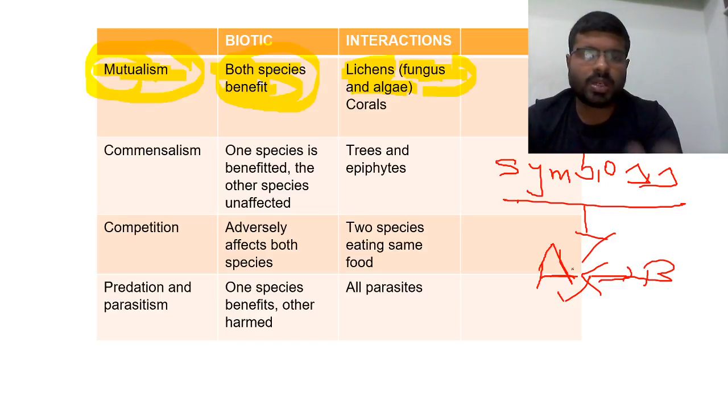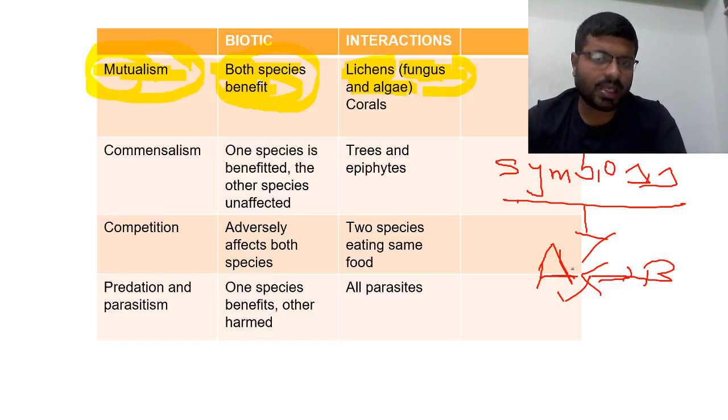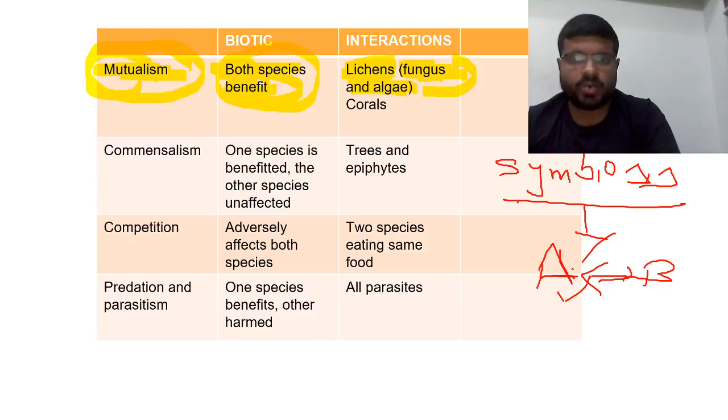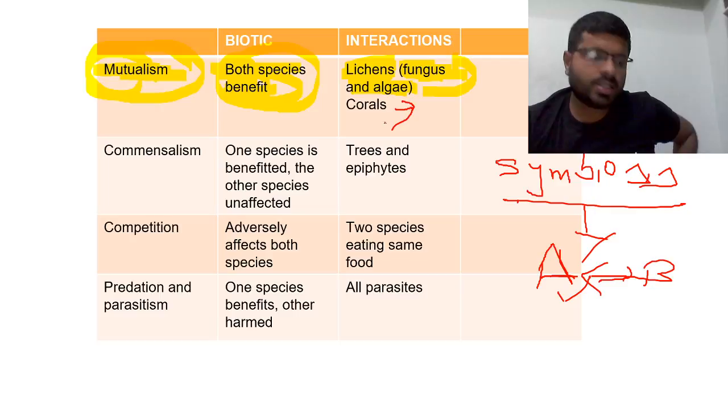Both species are benefited. What are the examples which I am giving you? One, lichens. It is a combination of fungus and algae. Both are benefited from each other. Similarly, corals. Corals are a symbiotic relationship between what two organisms?